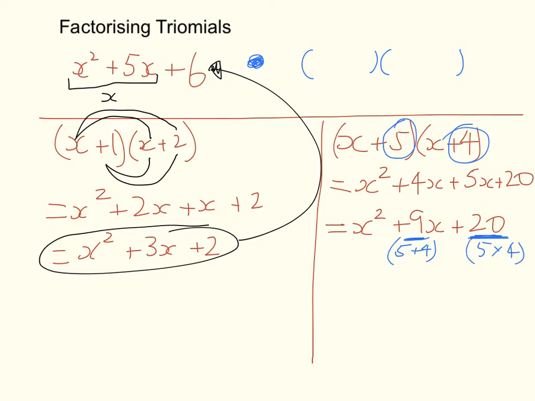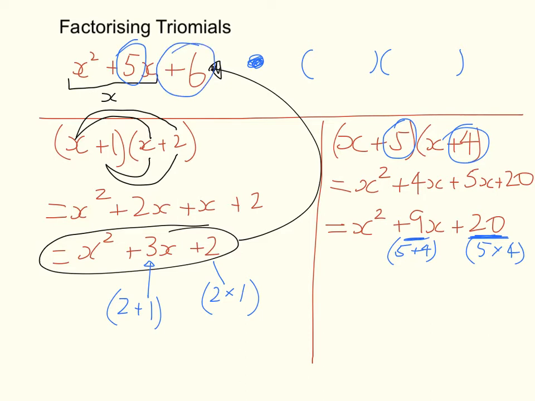If we go back to this one over here, 2 plus 1 equals 3, and 2 times 1 equals 2. So what we're looking for is numbers that add to give this and multiply to give this.